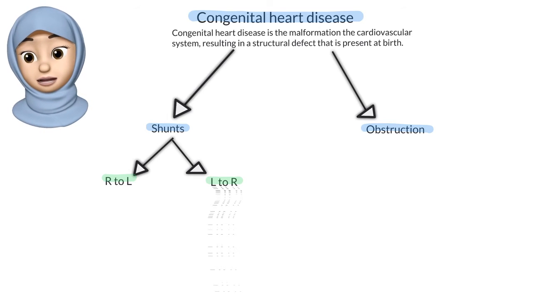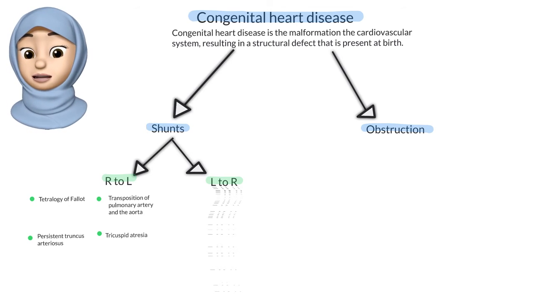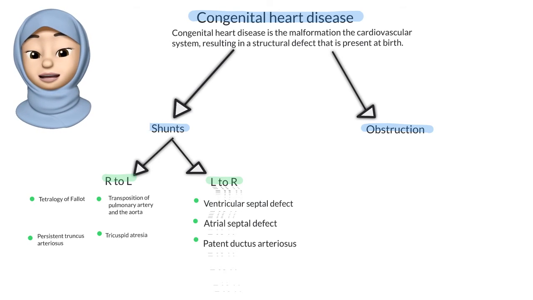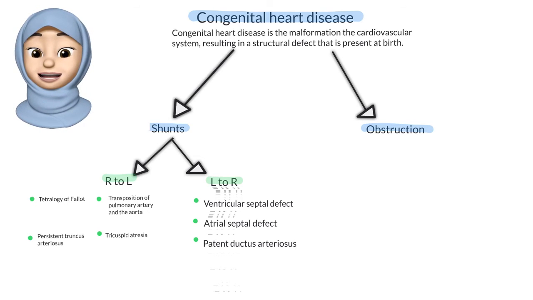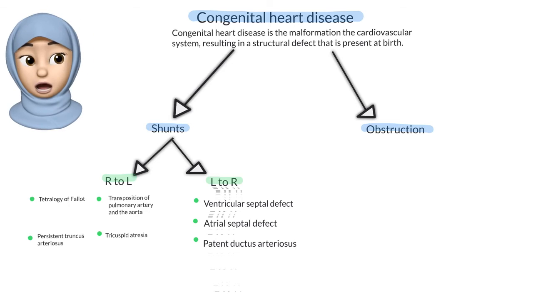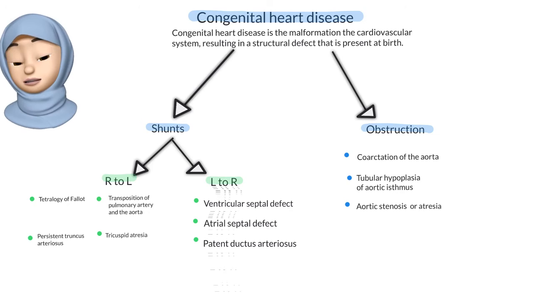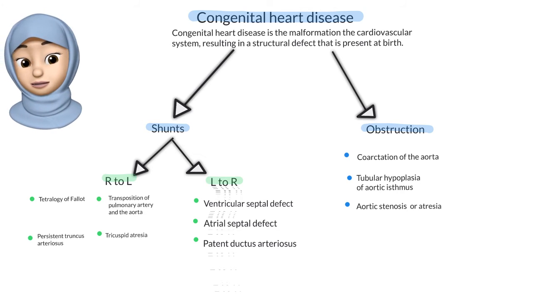The right to left shunts include tetralogy of Fallot, transposition of the pulmonary artery and aorta, persistent truncus arteriosus, and tricuspid atresia. The left to right shunts include ventricular septal defect, atrial septal defect, and patent ductus arteriosus. Obstruction includes coarctation of the aorta, tubular hypoplasia of aortic isthmus, and aortic stenosis or atresia.